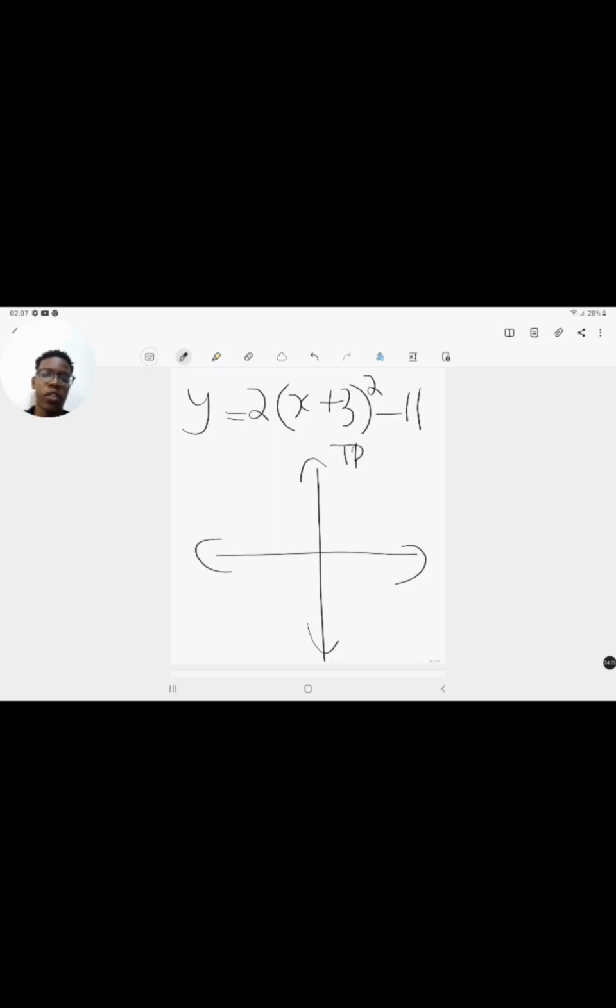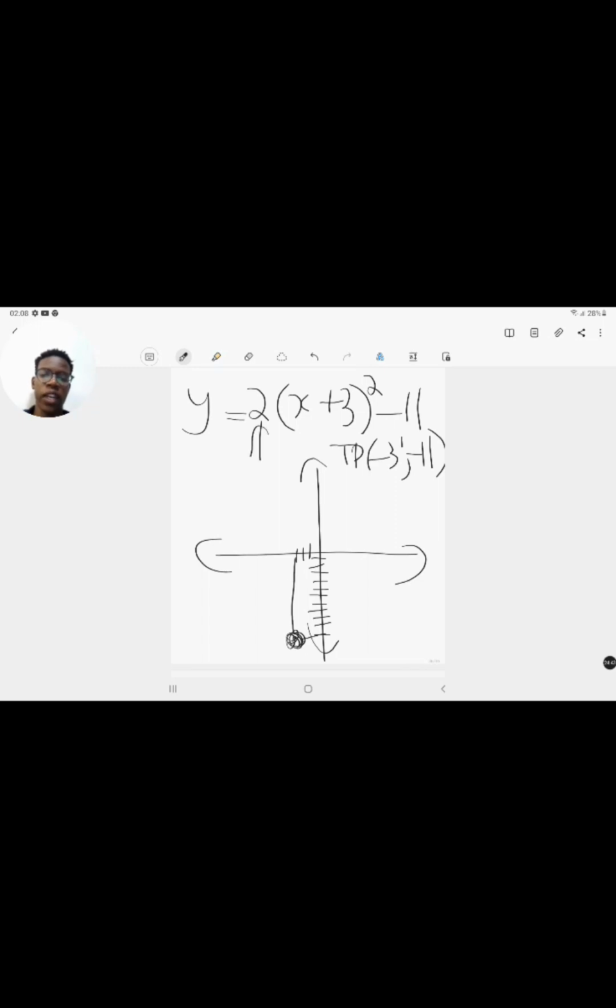Now what if I give you, let's say, y is equal to 2 times x plus 3 squared minus 11. It's very easy. If you want to sketch this roughly, what is your turning point? Your turning point is minus 3 and minus 11. Okay, so you know 1, 2, 3 is there. 1, 2, 3, 4, 5, 6, 7, 8, 9, 10, 11 is here. And where these two meet, this is where your turning point is.